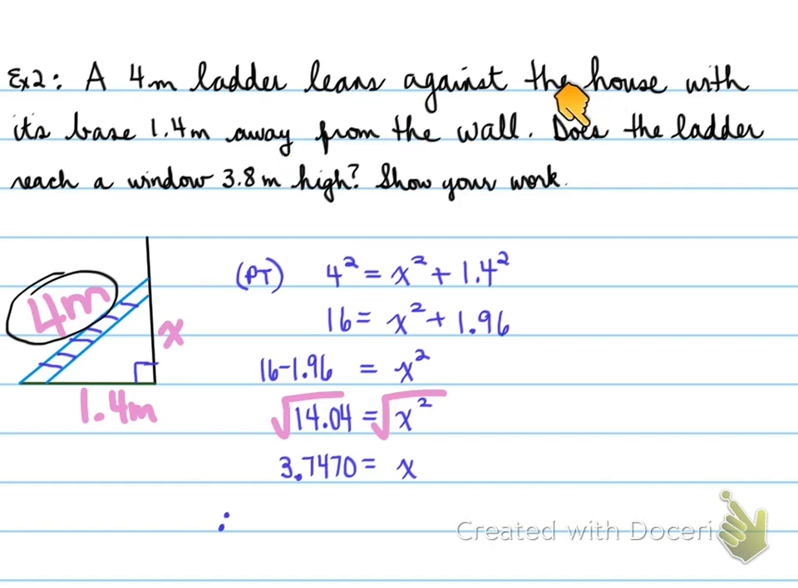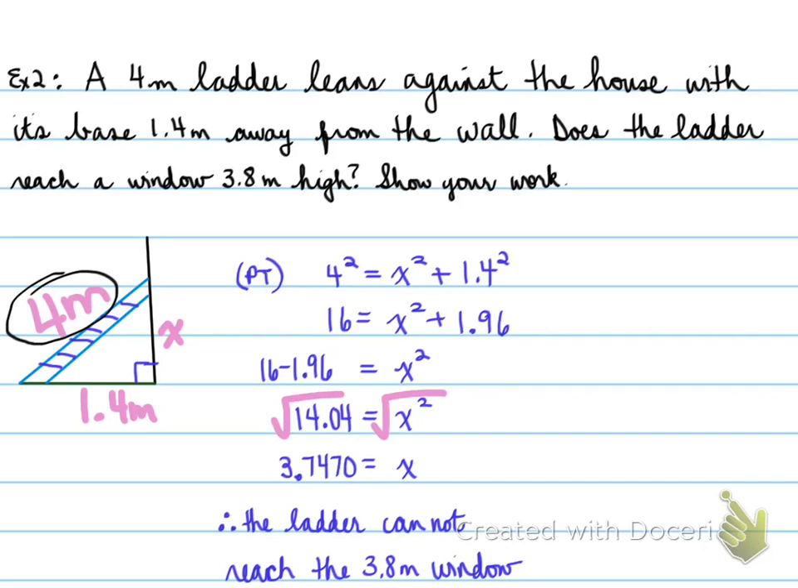No, we didn't. It says, does the ladder reach a window 3.8 meters high? Well, no. The ladder cannot reach the 3.8 meter window. It can't because it is a little bit short. And you can calculate how much short if it says explain your answer.